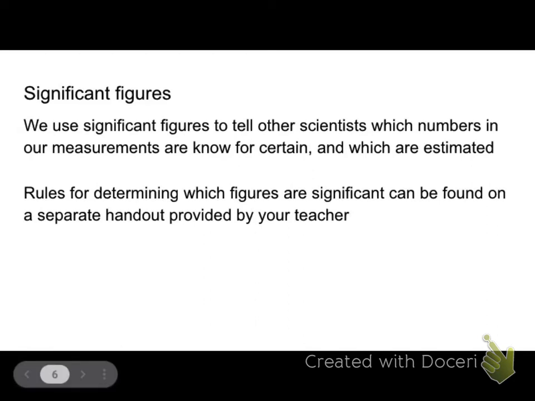Now let's talk about significant figures. Okay? Significant figures are how you tell other scientists which numbers that you're reporting you actually measured and know for certain, and which ones are estimated.